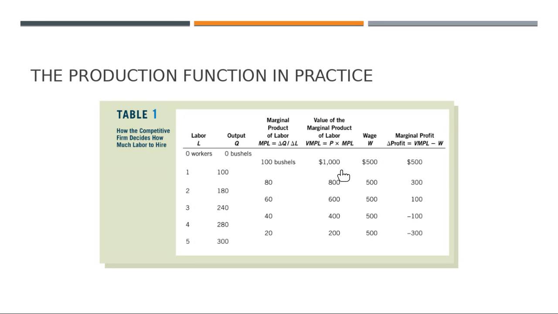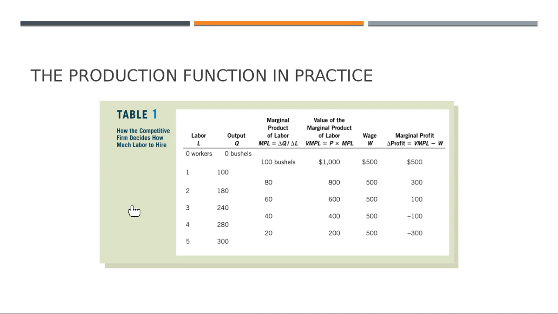Now, notice here we're going to have a set wage for all the rest of our employees. That set wage is going to be $500 per worker. And so what we see here is that the value of the marginal product of labor is $1,000. Their wage is $500. Therefore, the marginal profit of hiring this worker is $500. That is, this first worker added $1,000 to the firm while only costing $500. Therefore, the firm's marginal profit is $500.